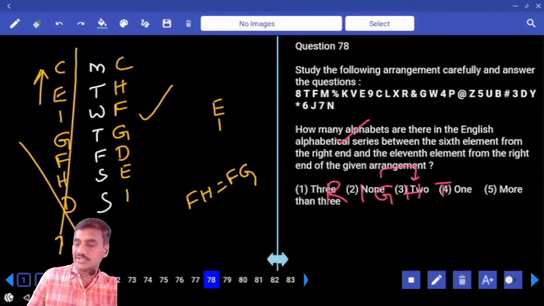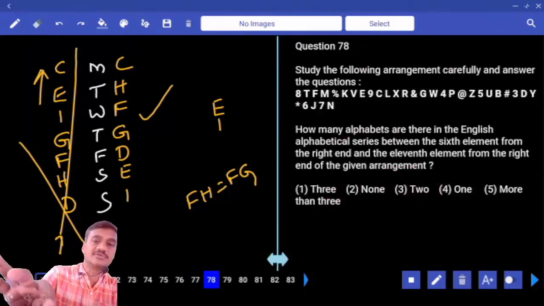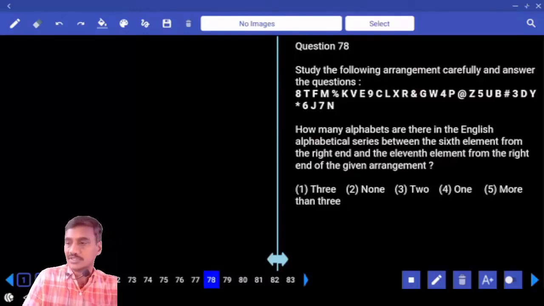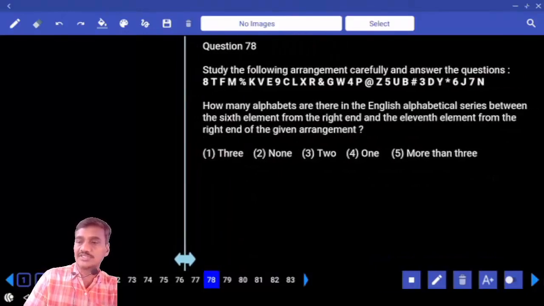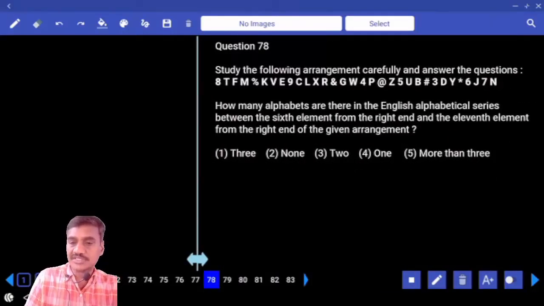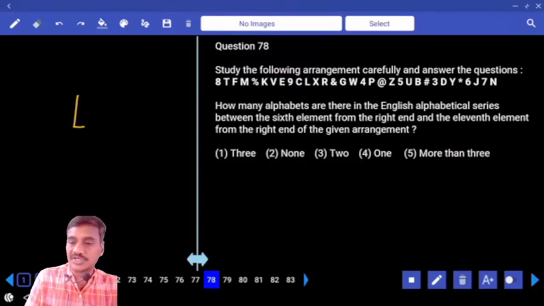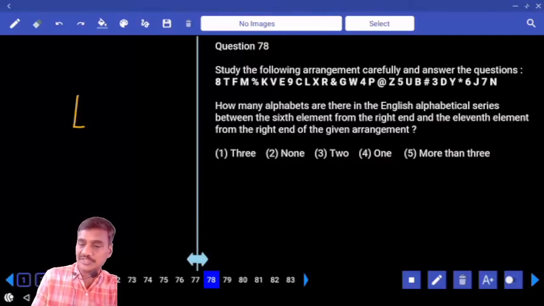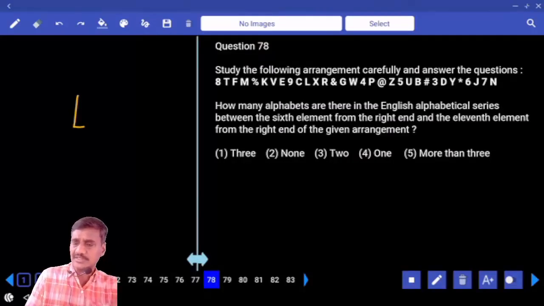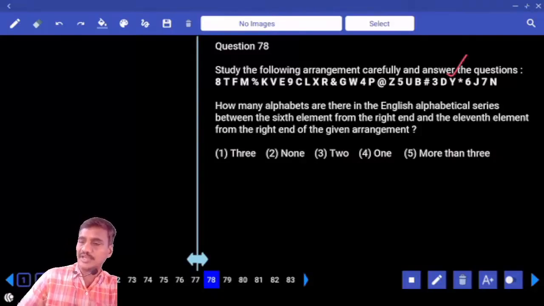Then 78 onwards. It is based on the sequence. Is it the first or the second priority? First priority itself. How many such letters are there? Alphabets and letters are one and the same. In the English alphabet series, the sixth element from the right: 1, 2, 3, 4, 5, 6. And the 11th element from the right: 6, 7, 8, 9, 10, 11.